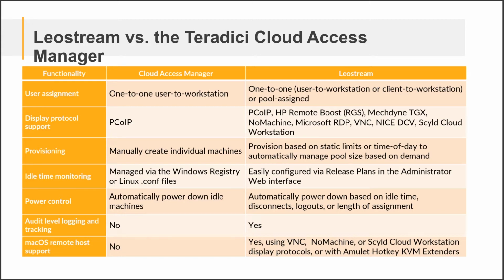The final point I'll make here is the macOS remote support. Obviously, the Cloud Access software doesn't support macOS, but there are a number of different protocols you can use with Leostream to support Mac. You can use PC over IP if you're using those Amulet Hotkey KVM extenders. And there are also other options that you see listed here. The key again here: Leostream gives you one portal where users can access Windows, Linux, Mac using whatever protocol is appropriate for the task they're doing and the resource that they're connecting from and to.